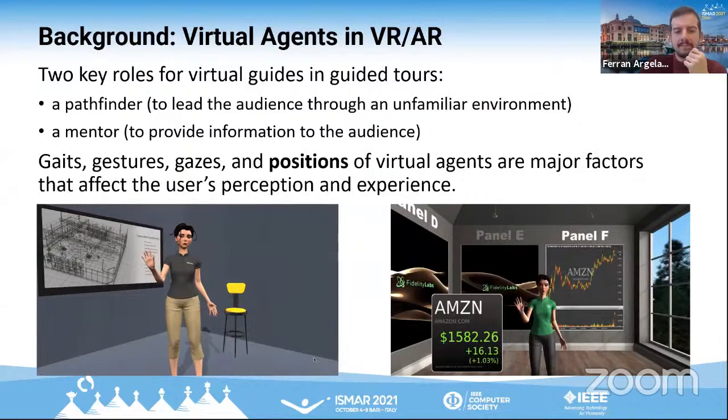Our work concerns virtual guides. Similar to guides in the real world, virtual guides serve as both a good pathfinder, which leads the audience through an unfamiliar environment, and a good mentor, which provides information to the audience. It has been demonstrated that the gaits, gestures, gazes, and positions of virtual agents are major factors that affect the user's perception and experience. Here, gaits, gestures, and gazes are beyond the scope of our paper, and we choose to study the positioning of virtual agents specifically.